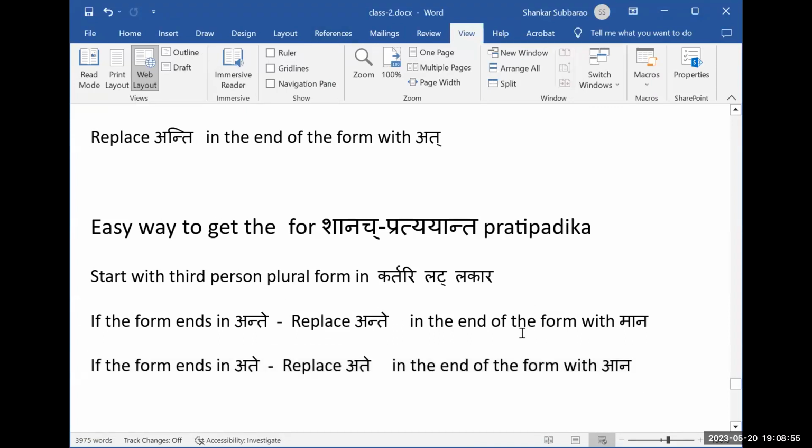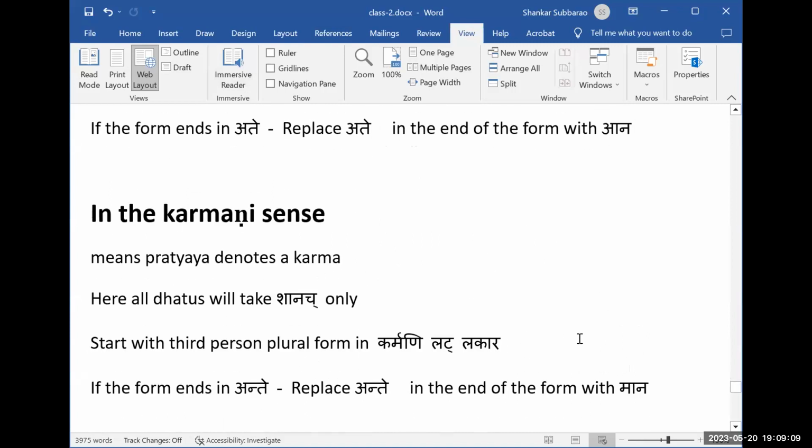All right. This is for Kartari Prayoga. Karmani Prayoga, what should you do? I told you that you have to use shanac all the time. Now, in Karmani Prayoga, you again come to the plural form. You start with the third person in Karmani Latlakara, not Kartari. What will it be? Labhyante, right? Labhyante, drishyante, pachyante. Those are the forms you will get. Ya has come.